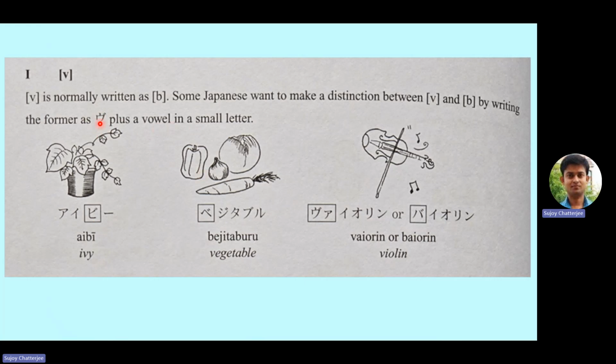So this is the Wu sound. It's not the U sound, it's the Wu sound. Wu followed by A makes it Wa. So this is Wu plus A, it is Wa. Viorin or Biorin.